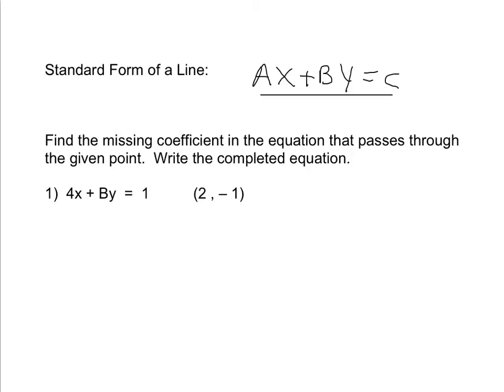An example problem that you would be asked would be: find the missing coefficient in the equation that passes through the given point. So they give you an example, 4x plus by equals 1. They want you to find this missing coefficient, they want you to find b. So all we're going to do is they give you a point. We're going to take this information and plug it into our equation. So wherever the x is, we will put this 2, and wherever the y is, we will put this -1, and then we will solve for b.